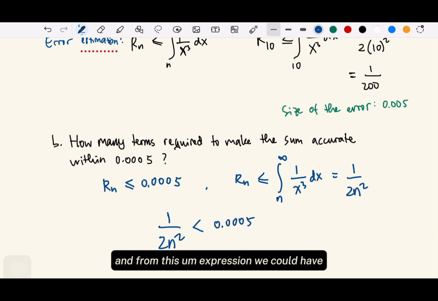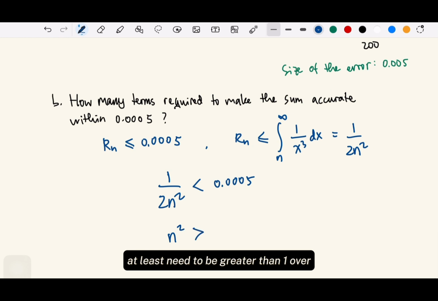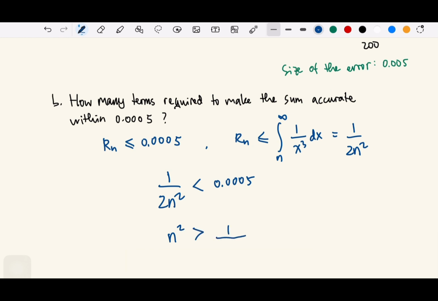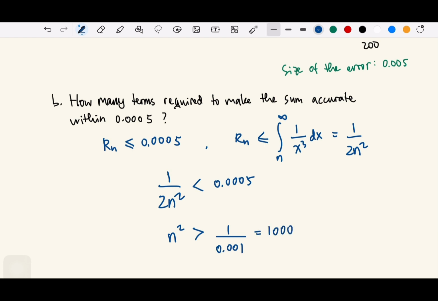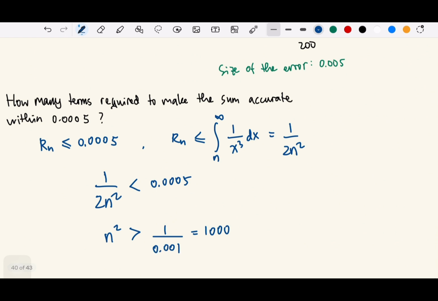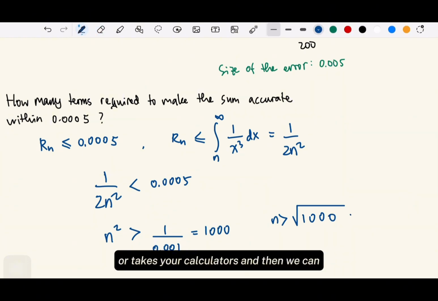From this expression, we could have solutions for n. The n squared at least needs to be greater than 1/0.001. So we just multiply 2 with 0.0005, or we could have 1,000. Taking the square root of 1,000, n should be greater than this. Take your calculators and we can compute this, maybe around 31.6.